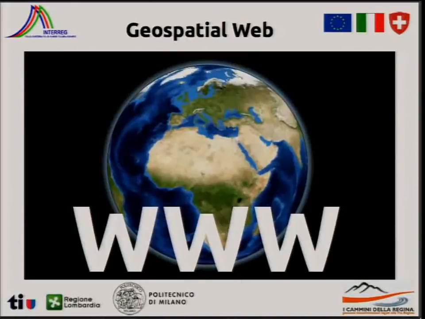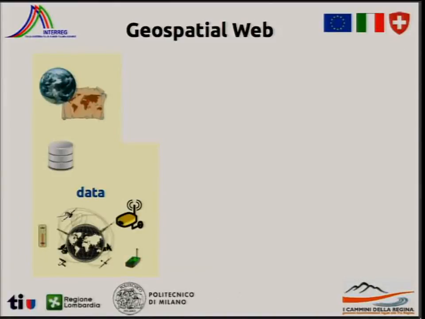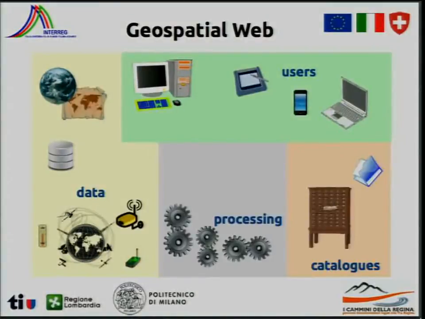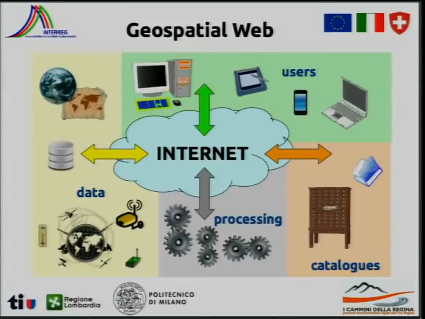So the context of the study is what we call geospatial web or geo-web, that can be defined as the set of tools, of services, of infrastructure related to the use of geospatial information over the web. But what do we have in this context? First of all, we have data, and you know, this data can come from different sources. We have users accessing data, and again, they can do it from a variety of possible instruments. We have data catalogs, and then we have data processing tools. Of course, the glue between all these elements is represented by the internet.